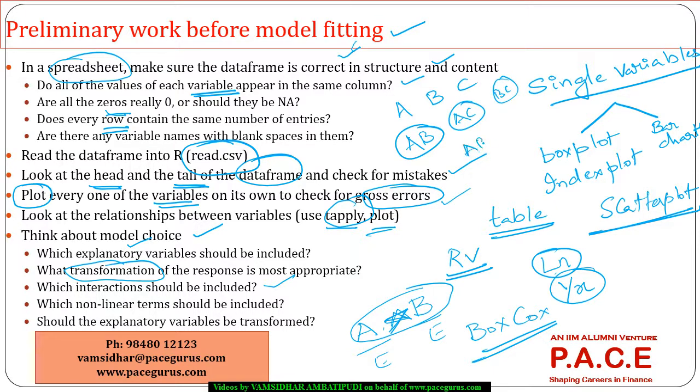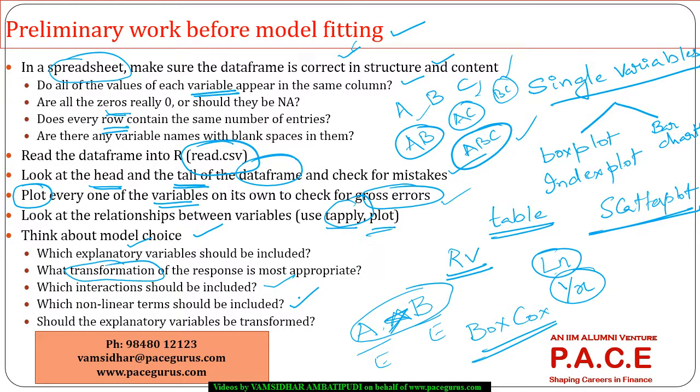Then I could also include A, B, C as an interaction. This is a three-way interaction. These are all two-way interactions. So I have to really understand what kind of interactions I have to keep in the model, because the more interactions I am including, the more complex my model becomes.